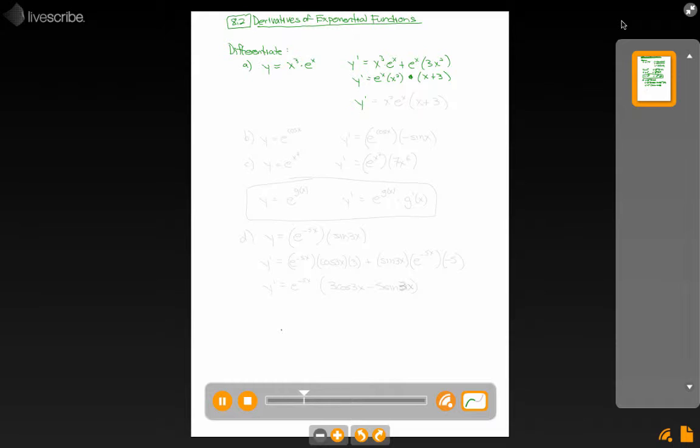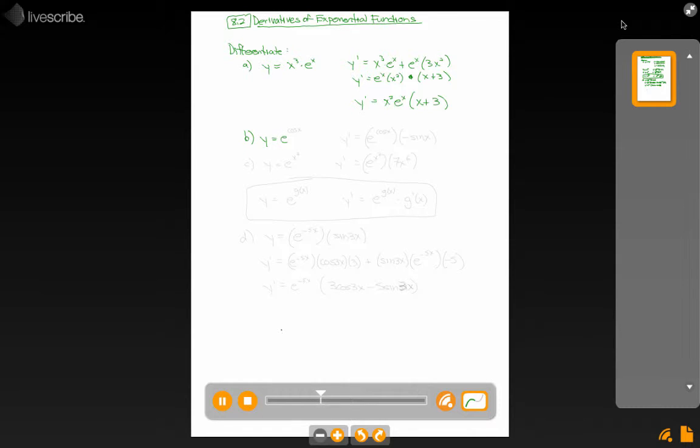Most commonly, actually, what you write here is x squared e to the x times x plus 3. From there, you could do anything in terms of finding critical numbers, increasing, decreasing, etc., and we'll do some examples of that later on. So let's try differentiating this one.